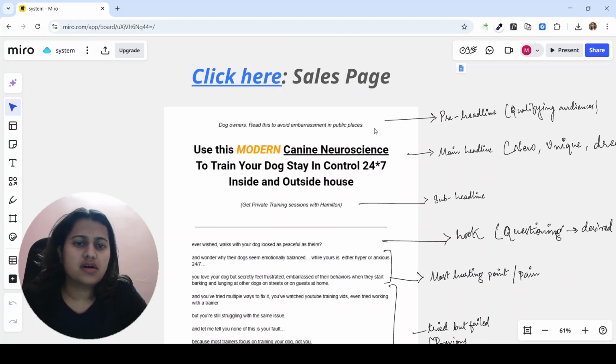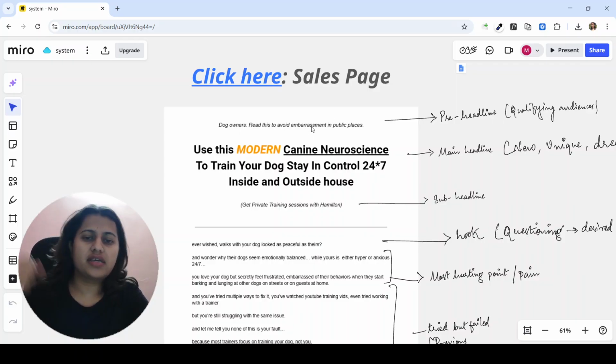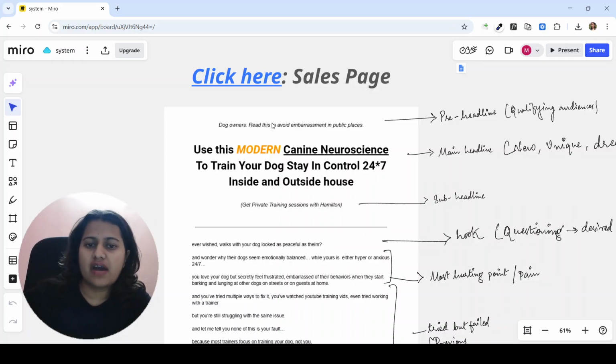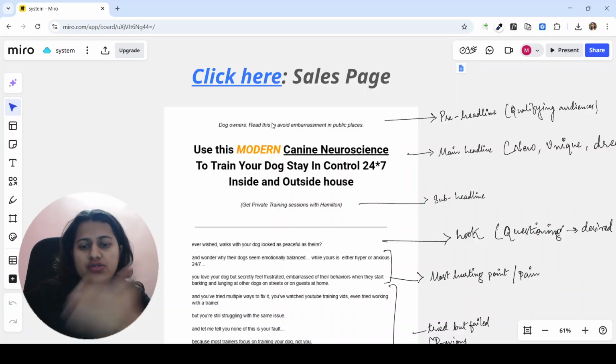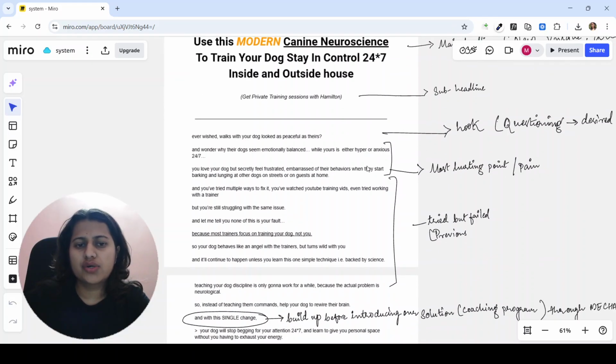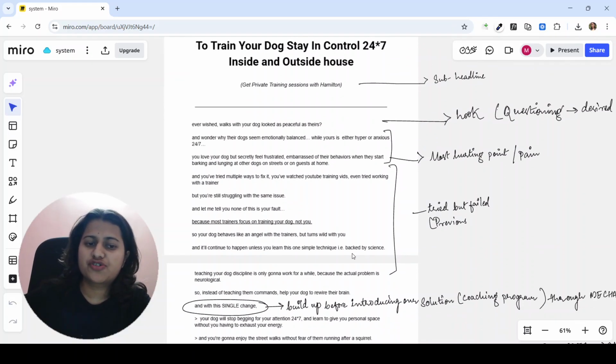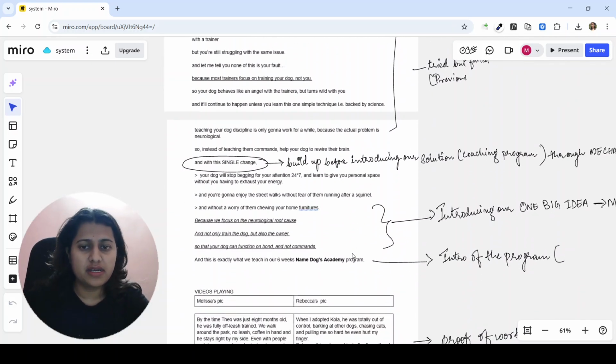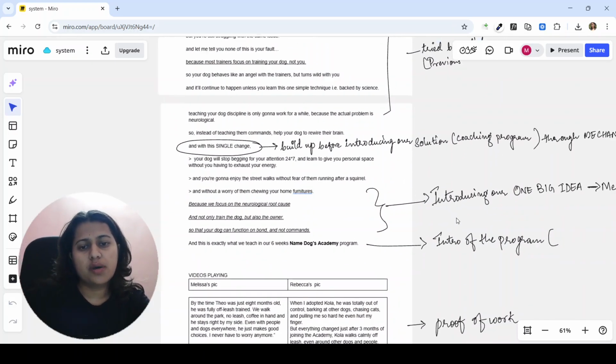We are using a pre-headline, which is for qualifying his audience, like who his audience is. It has to be dog owners. If you are not a dog owner, you can just leave the page, and you don't even have to look through the page, because you're not the audience. So this is the pre-headline that helps in qualifying the audience. And then the main headline, sub-headline, the hook, the hurting points, what they have tried before but failed terribly, and the big idea that we are portraying.